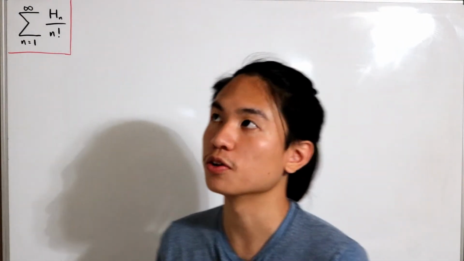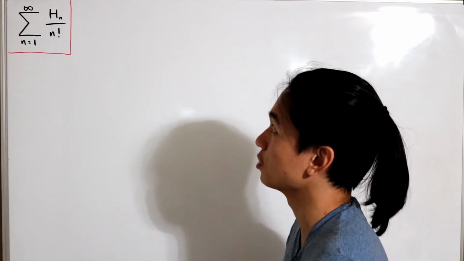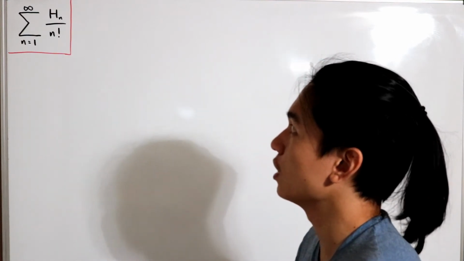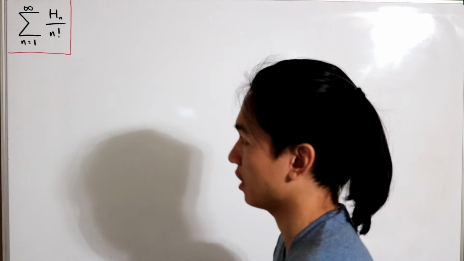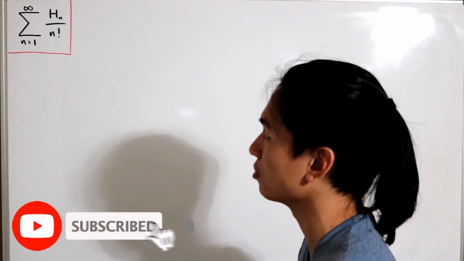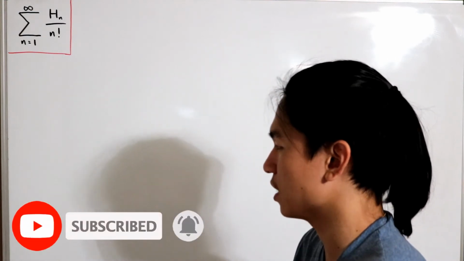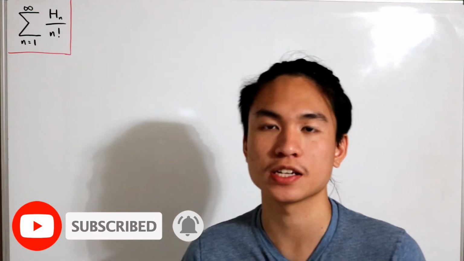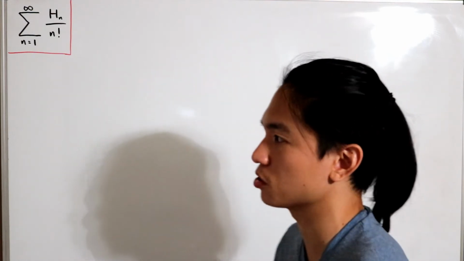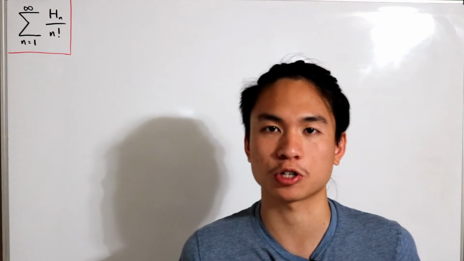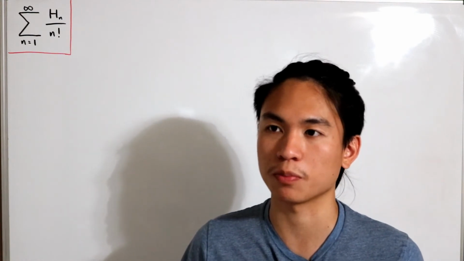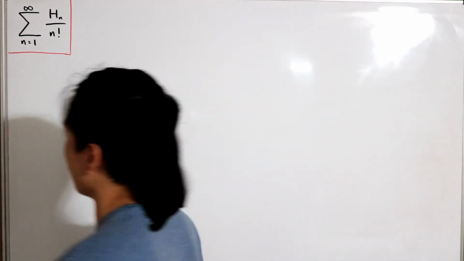So in today's video we have another infinite sum dealing with the harmonic numbers. So H sub n divided by, and now including an n factorial. So I should write what defines a harmonic number. Harmonic numbers are basically the partial sum of the reciprocals up to n, the max index at n.